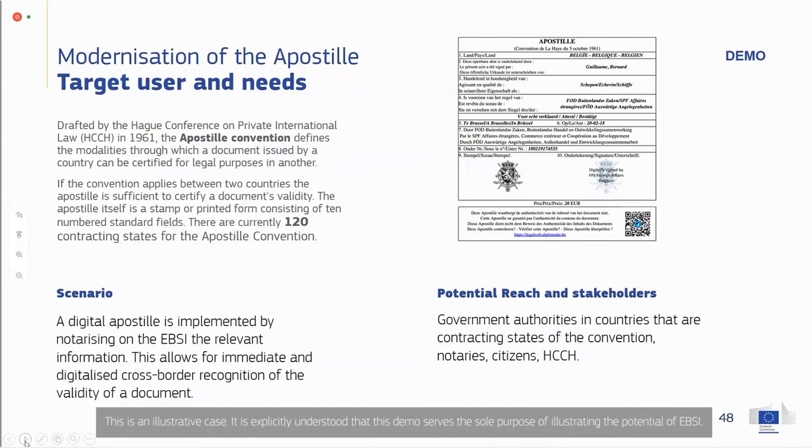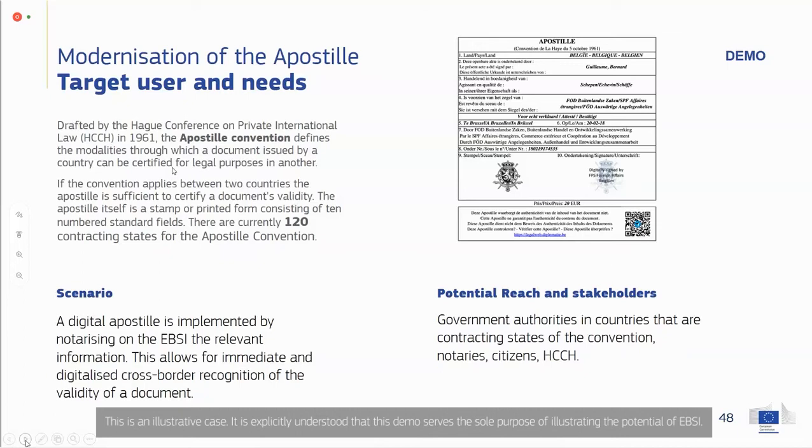So first, a quick definition for those of you who are not familiar with the apostille. The Apostille Convention was drafted by the Hague Conference on Private International Law, HCCH for short, in 1961. It defines the modality through which a document issued by a country can be certified for legal purposes in another country. If both countries apply the convention, the apostille is sufficient to certify that the document is valid. The apostille itself looks like the one here in the picture in the slide.